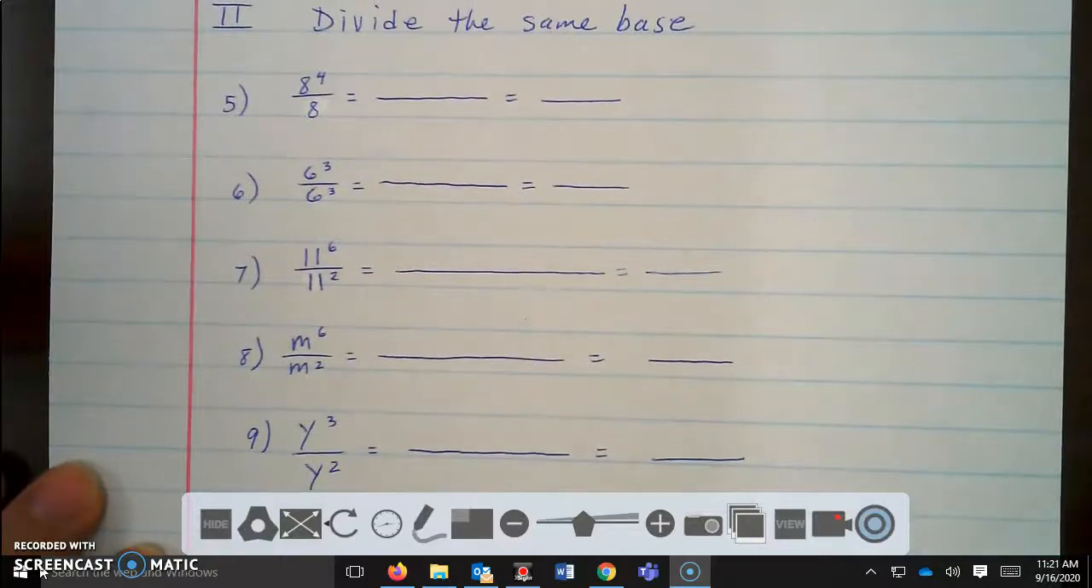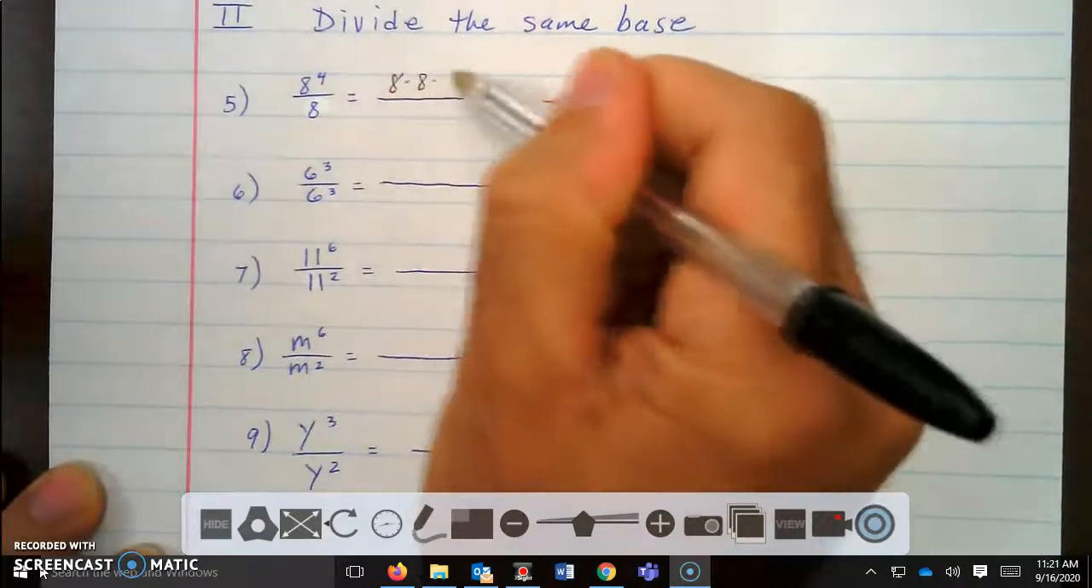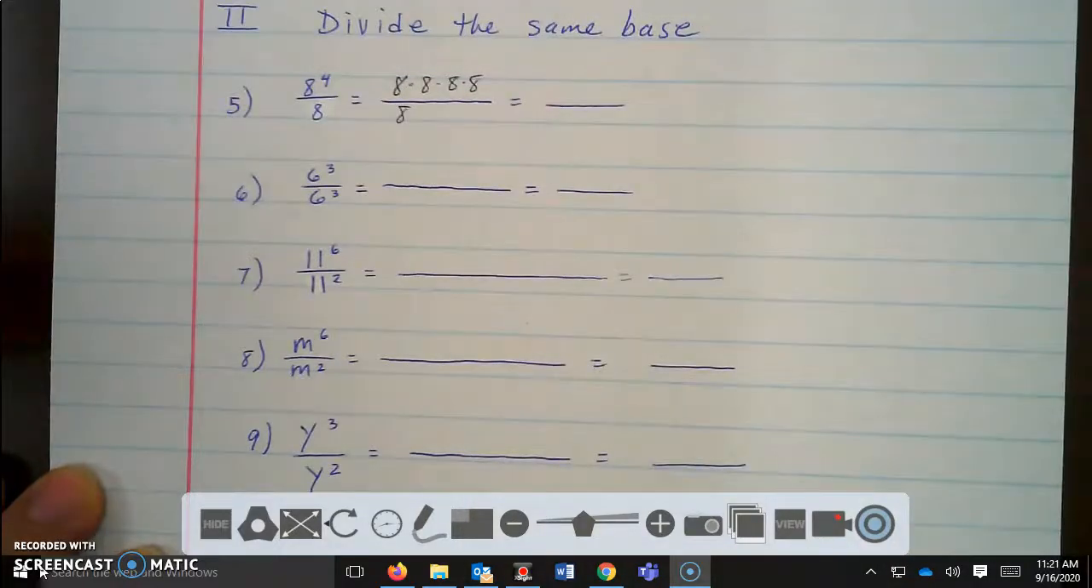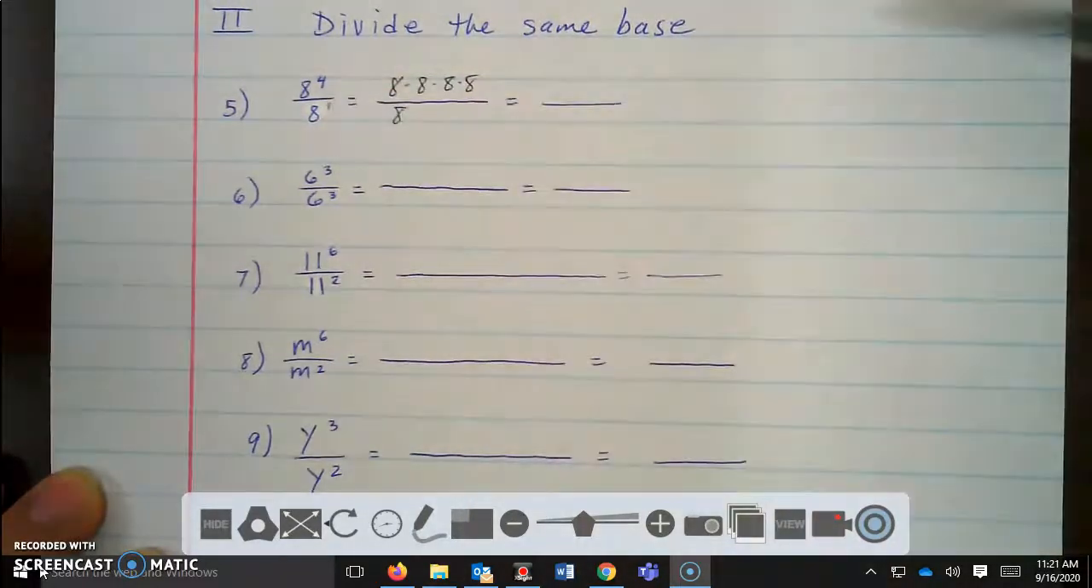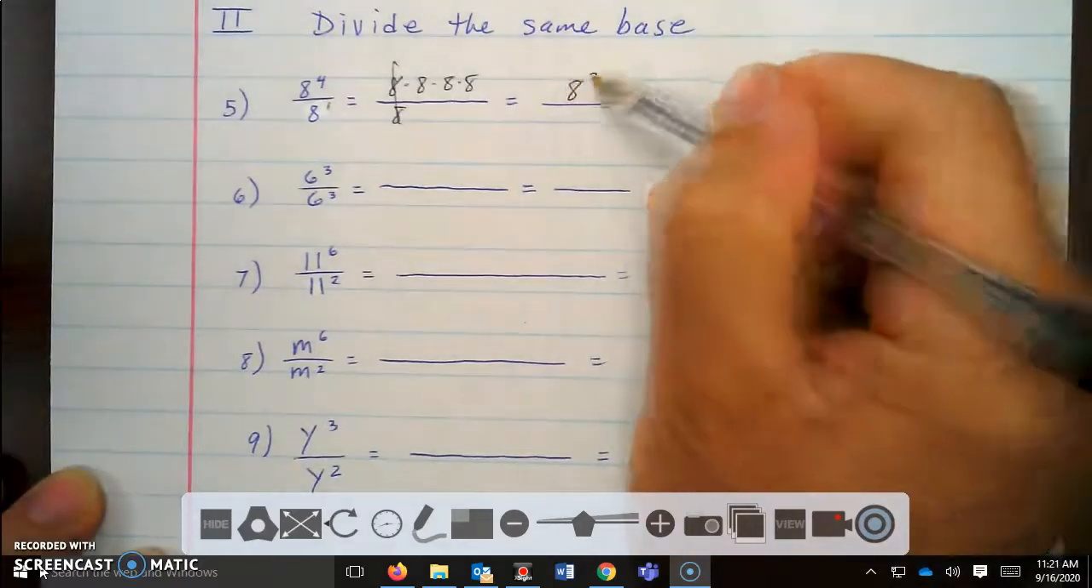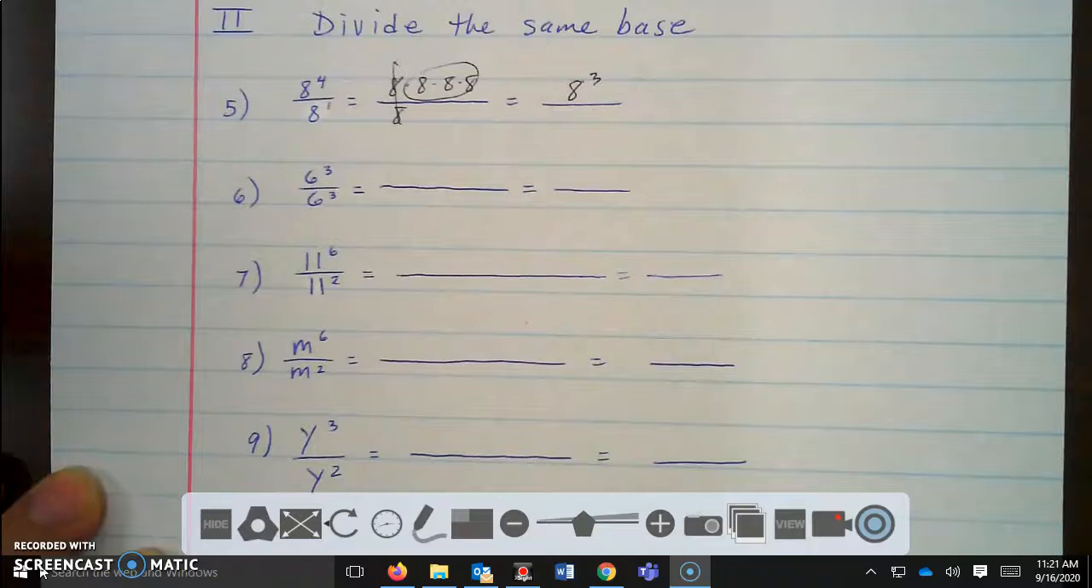Okay, same way, 8 to the 4th over 8 to the 1st. Oh, you'll like this. 8, just good old 8, to the 1st power if you want. Just cancel, and look what's left. 8 to the 3rd, right? It's right here. 8 to the 3rd power. That's my answer. What do you think I did with those exponents? And hopefully you're thinking subtract.